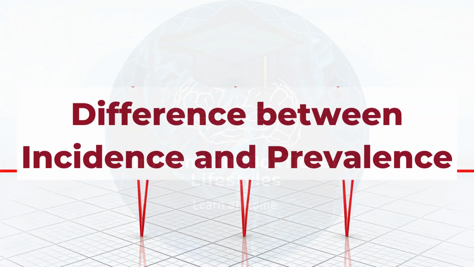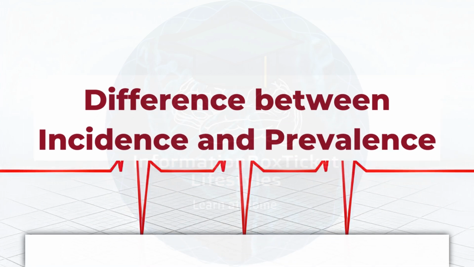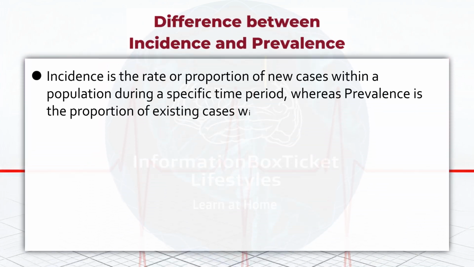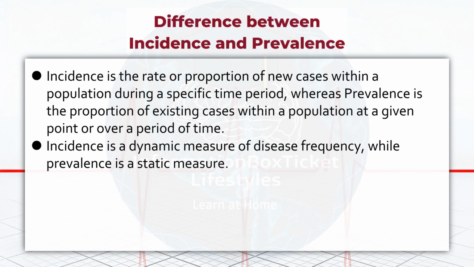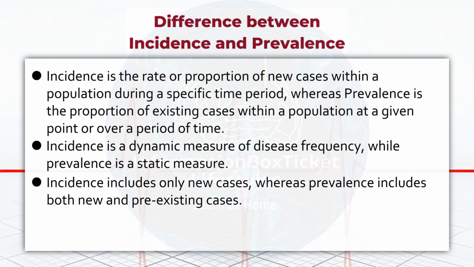Difference between incidence and prevalence. Incidence is the rate or proportion of new cases within a population during a specific time period, whereas prevalence is the proportion of existing cases within a population at a given point or over a period of time. Incidence is a dynamic measure of disease frequency, while prevalence is a static measure. Incidence includes only new cases, whereas prevalence includes both new and pre-existing cases.